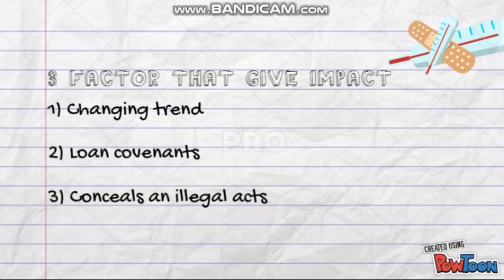2. Loan covenants. A misstatement is considered material if there are possible consequences arising from contractual obligations. Example, when the amount agreed as per the loan agreement is less than the required minimum, it materially affects the liability of the company.